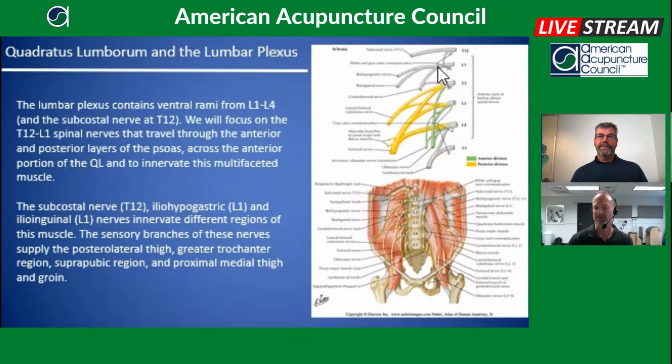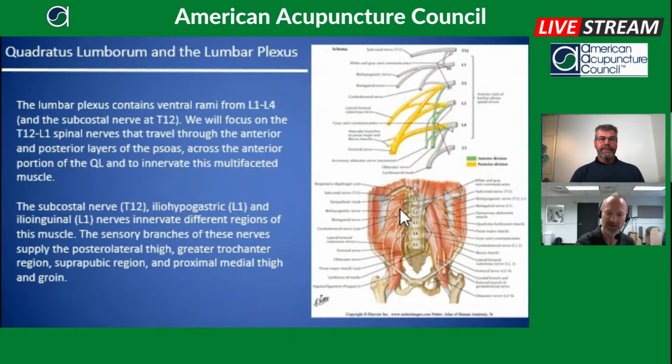Why are we focusing on the lumbar plexus? Especially this upper portion: the subcostal nerve, which would be right under that 12th rib, then the next one to come out would be the iliohypogastric, and then the ilioinguinal nerve. Those travel right on the anterior surface of the quadratus lumborum. But those are also the primary innervation sources, especially the subcostal nerve, which Matt is going to get into in just a moment.